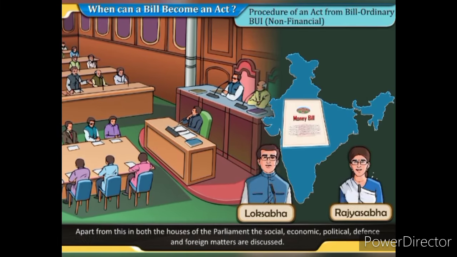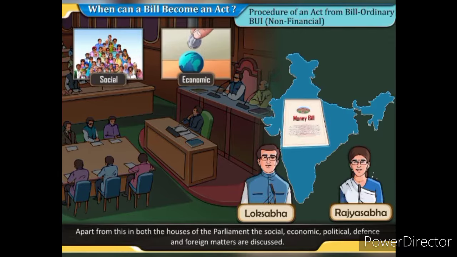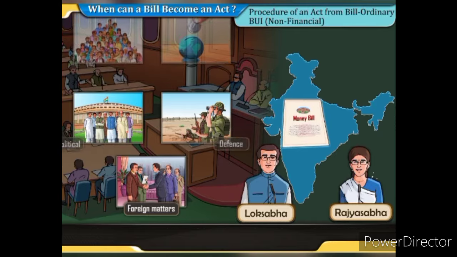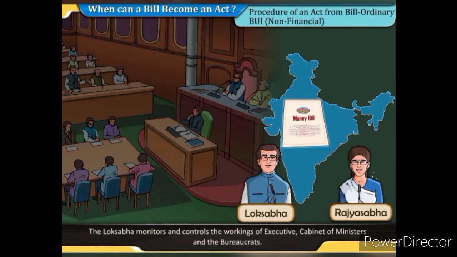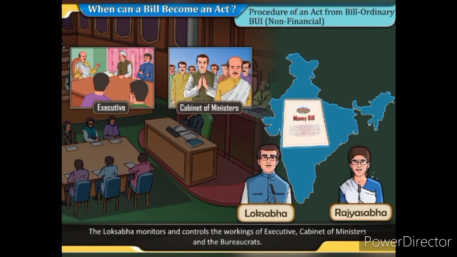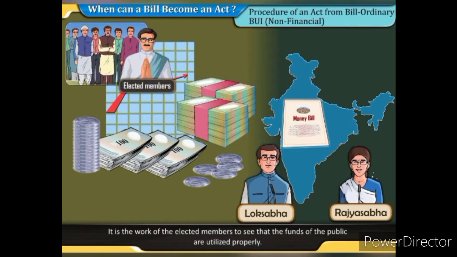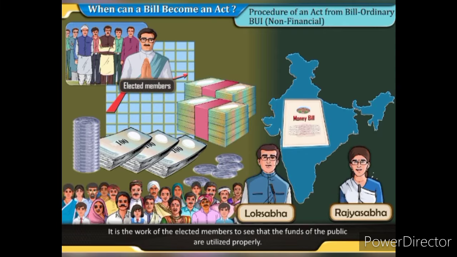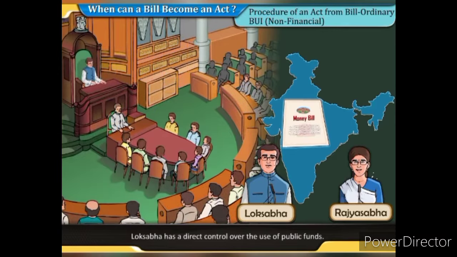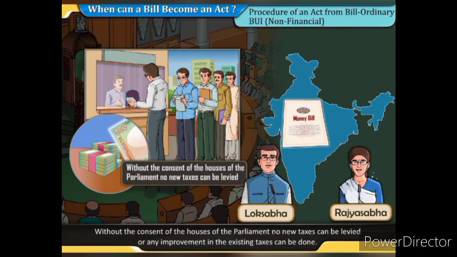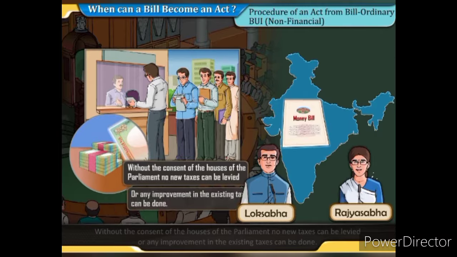Apart from this, in both the houses of the Parliament, the social, economic, political, defence and foreign matters are discussed. The Lok Sabha monitors and controls the workings of the executive, cabinet of ministers and the bureaucrats. It is the work of the elected members to see that the funds of the public are utilized properly. Lok Sabha has a direct control over the use of public funds. Without the consent of the houses of the Parliament, no new taxes can be levied or any improvement in the existing taxes can be done.